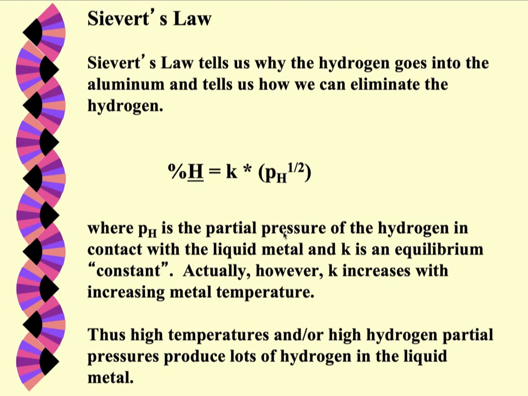So the problem is this constant K increases with temperature. That's what I was talking about before. On this last graph on the last page, as the temperature increases, this K increases, so the amount of hydrogen that dissolves in the liquid goes up. Okay. So if we have a high hydrogen content, in other words, a lot of water vapor, and a high temperature, then we're going to have problems.